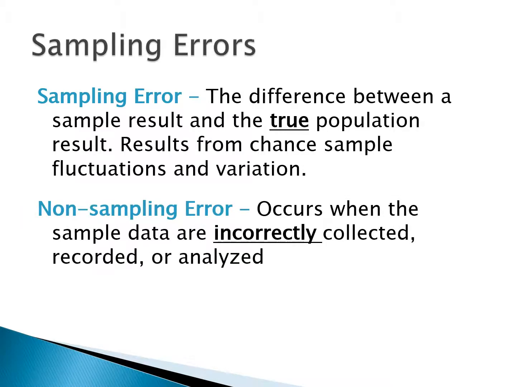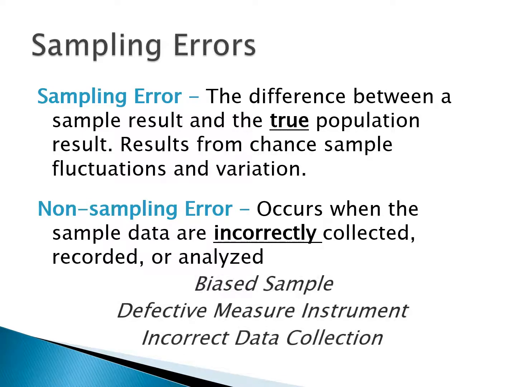Now we want to compare that to non-sampling error. This means that we have made an error. We could have made an error by asking the question incorrectly and ending up with biased sample results. We could have a measurement instrument that's giving us incorrect results, or just putting the data in incorrectly. So again, sampling error is just natural. It's going to happen. It's always going to be there. Non-sampling error is when we've actually made an error and there's something wrong with our data.